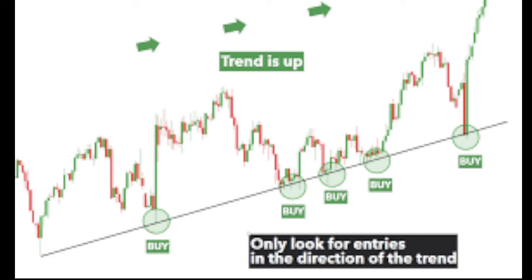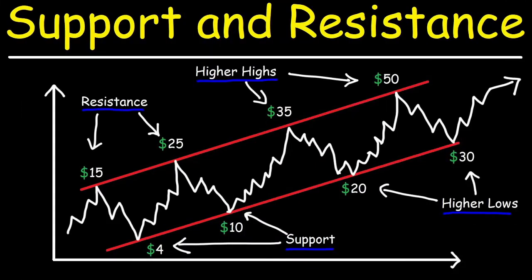So like if we have, in this next picture here, this is one where they have resistance and support drawn. And you can see that a trend line resistance support is just higher highs and higher lows. So it's bouncing off between these lines. And I'll show you some examples of this.